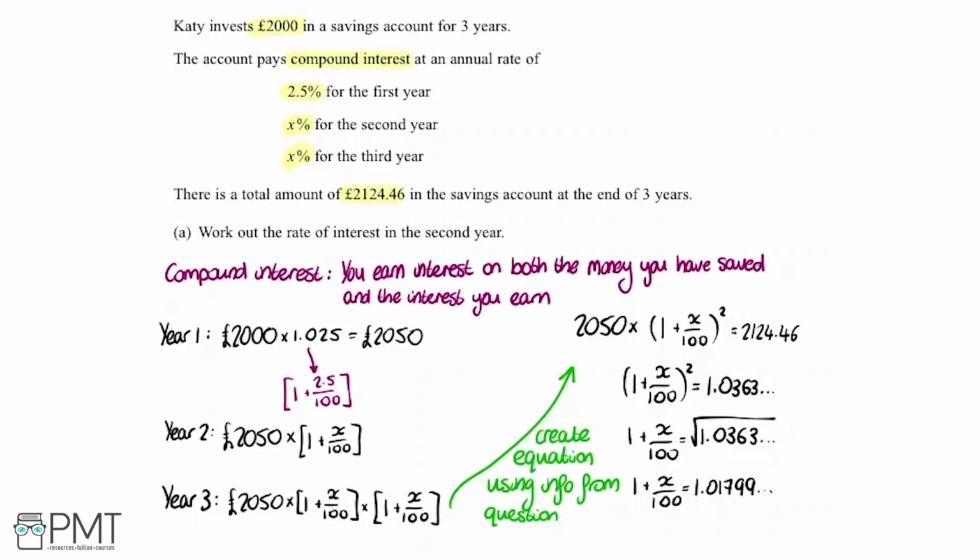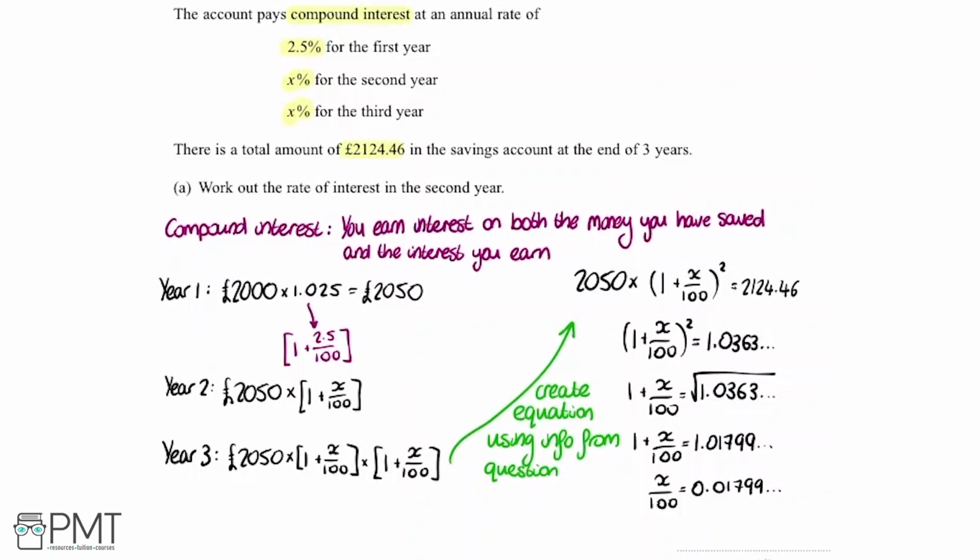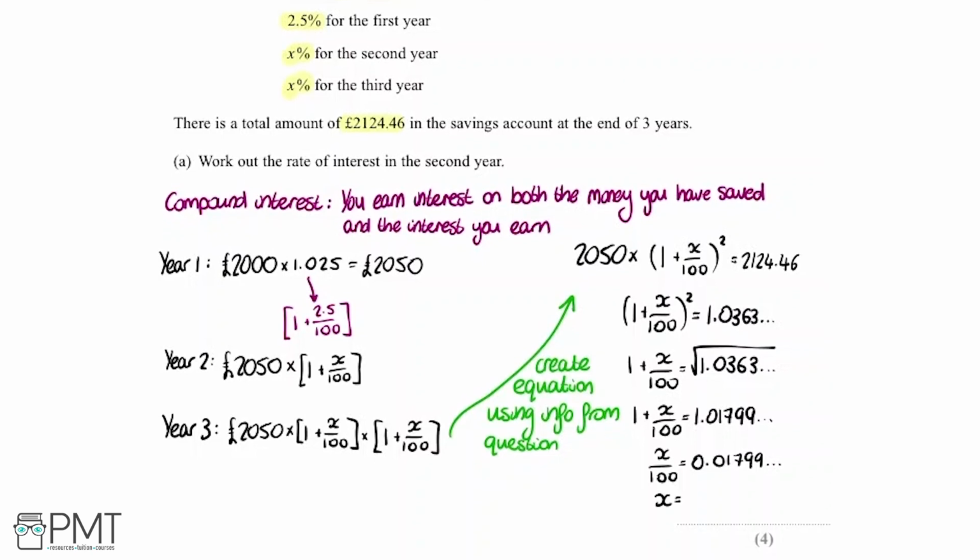1.01799... So now if I subtract 1 from both sides, we get that X over 100 equals 0.01799... And multiplying both sides by 100, we get that X equals 1.799... which equals 1.8 if we round to one decimal place. And there we got the answer, because the question asks us to work out the interest in the second year, and the interest is X%. So we've worked out what X is. So therefore, our answer down here is that the interest in the second year is 1.8%.